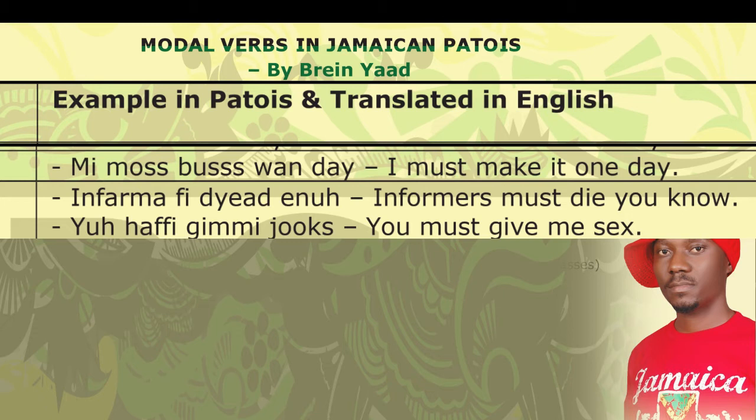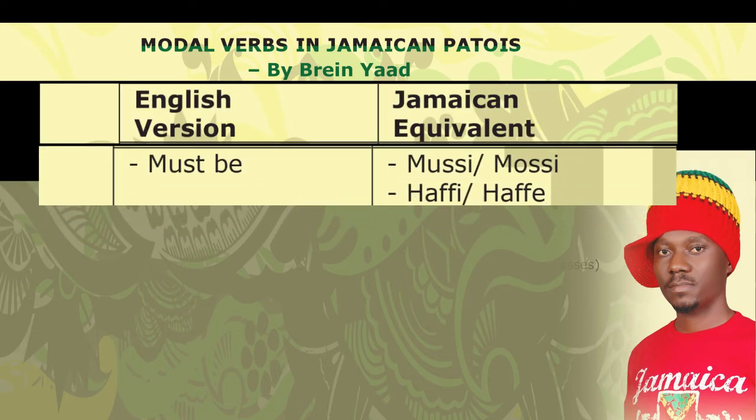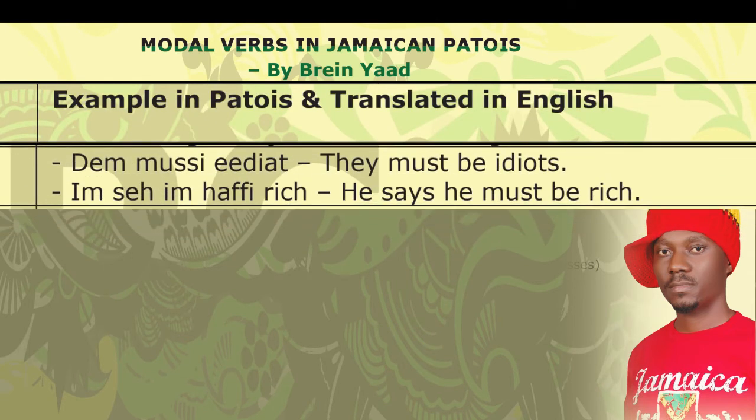Alright, that is "must". Must, fi, happy. And then we have "must be". How do you say must be? We say "mossy". Must or happy. And somebody will say, "Them must idiot," meaning they must be idiots.